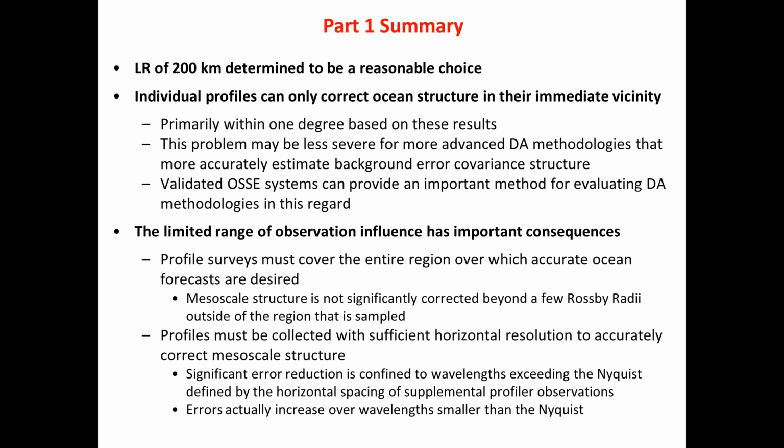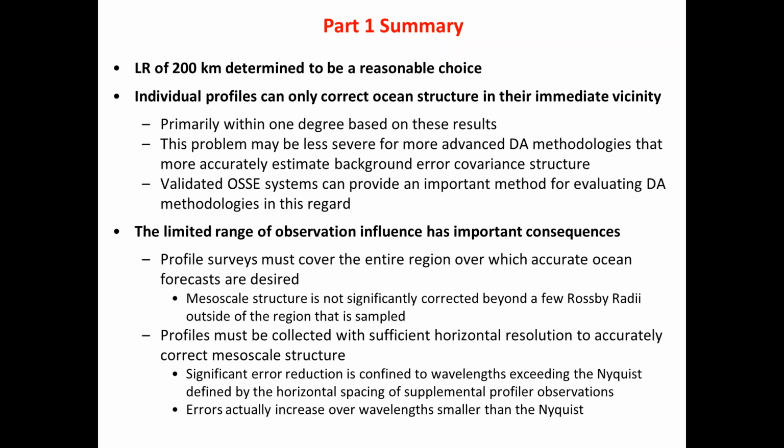So any DA system that more accurately estimates the background error covariance and the spreading may reduce the severity of the problem I've shown here. But I think this situation will affect all DA systems. Some may work more accurately than ours since we're new to the game, but this is an issue that has to be considered when we're trying to initialize an ocean model for forecasting. And again, this demonstrates how validated OSSE systems can be used to look at this in a rigorous quantitative fashion. The limited range of observation influence does have important consequences we have to consider.